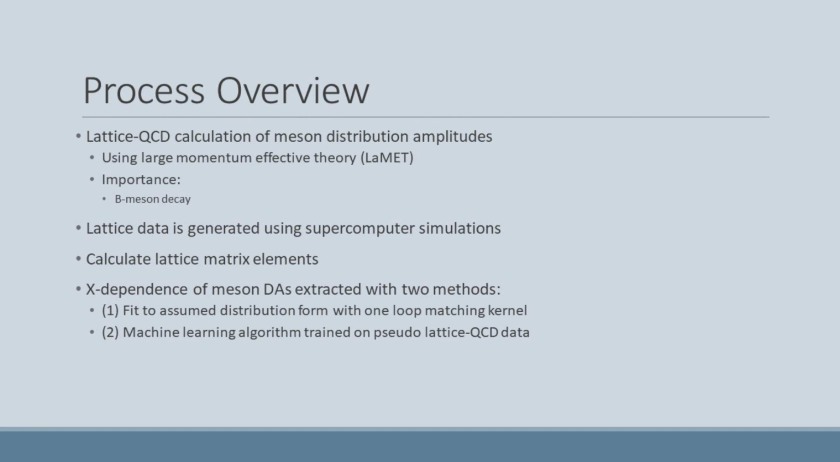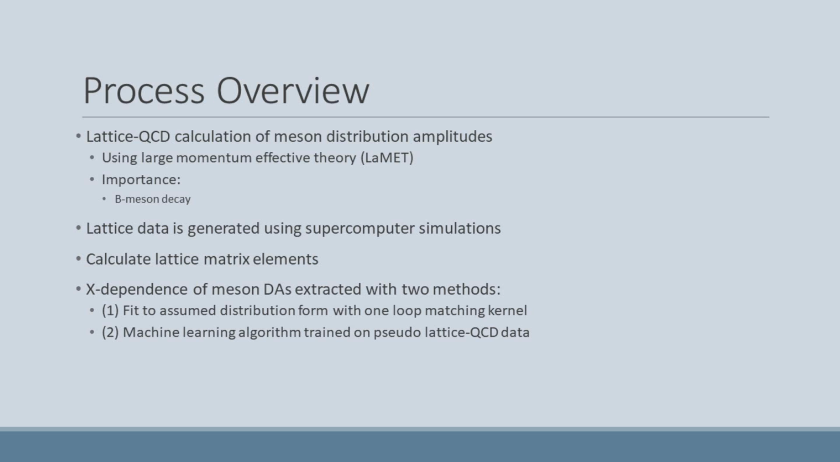As the title of the research suggests, we're doing a Lattice-QCD calculation of Meson distribution amplitudes. A meson is a subatomic particle made up of a quark and an antiquark. In our case, the mesons being used are pion, kaon, and eta s. A Meson distribution amplitude is a way of plotting the fraction of momentum that a meson contributes to a particle versus the probability of that fraction of momentum occurring.